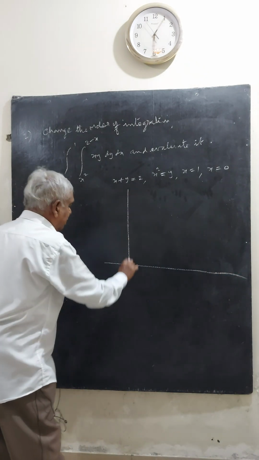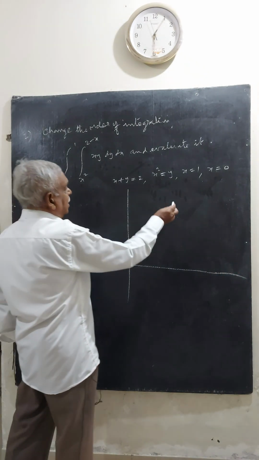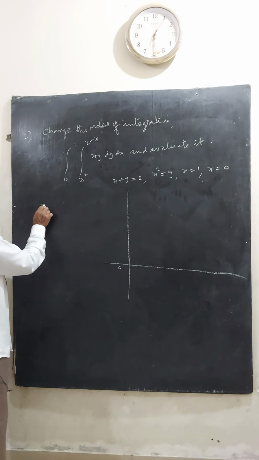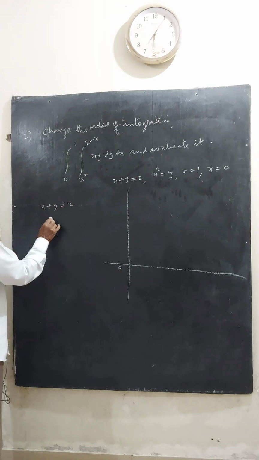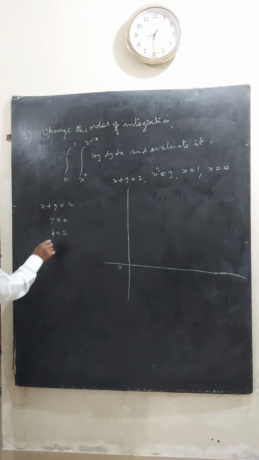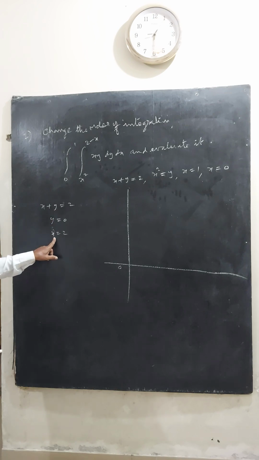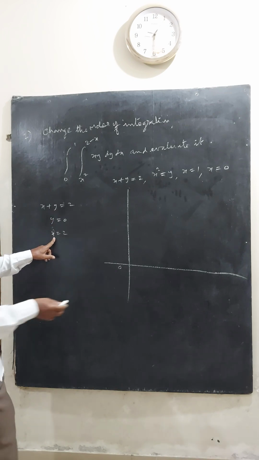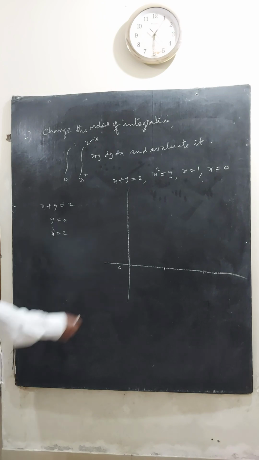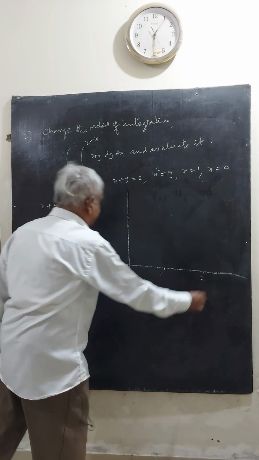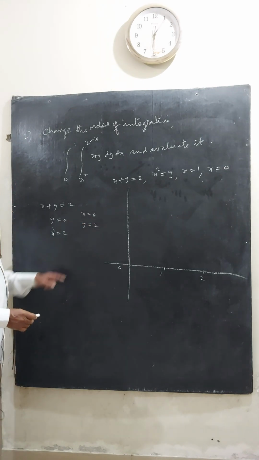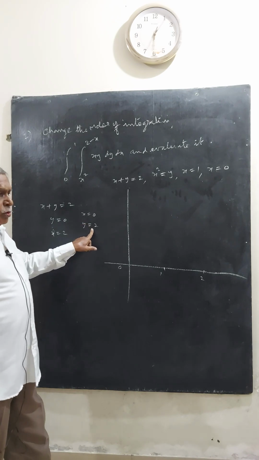X axis, y axis, origin. See, x plus y equal to 2. Putting y equal to 0, we will get x equal to 2. Putting y equal to 0, we get the distance on the x axis, x equal to 2: 1 unit, 2 units. Again, putting x equal to 0, we will get y equal to 2, on the y axis.